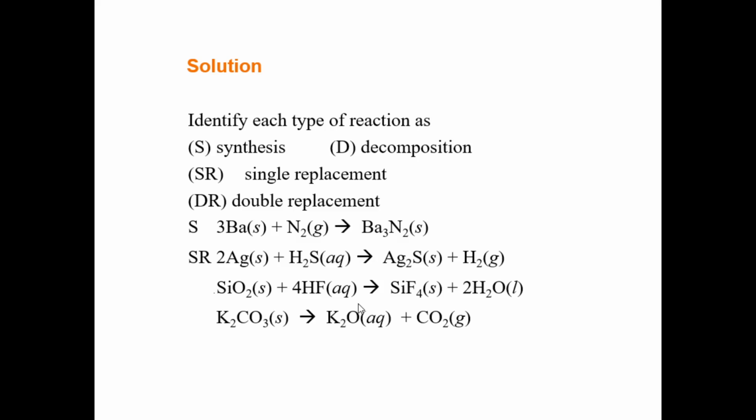The next one, we have two compounds combining to form two new compounds. And so this is a double replacement. The silicon and the hydrogen switch spots, and we end up with water and silicon tetrafluoride. And then the last one, we have a large compound, potassium carbonate, breaking down to potassium oxide and carbon dioxide. So a compound breaking down into two smaller compounds, that's decomposition. All right, and so that's it for this lesson, and we'll move on to the worksheet.